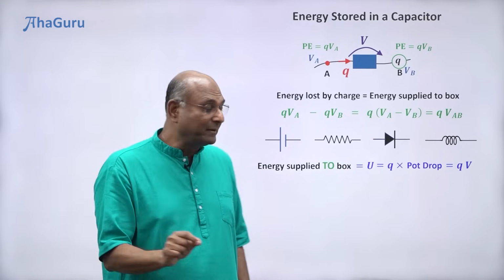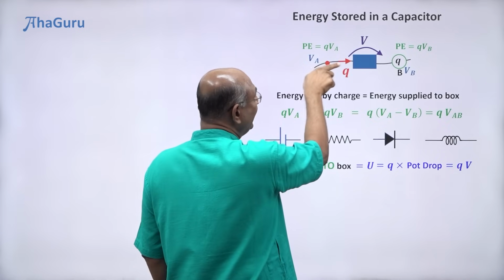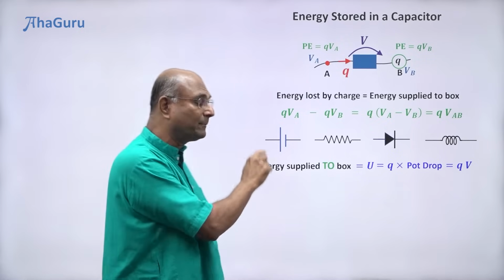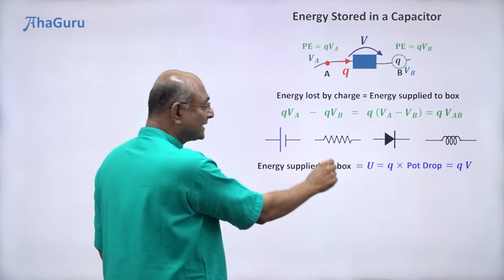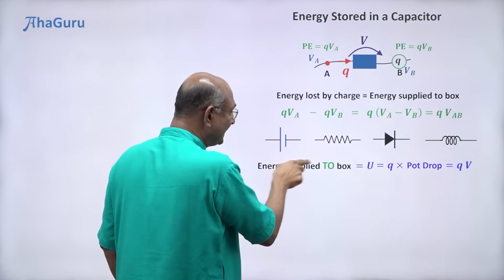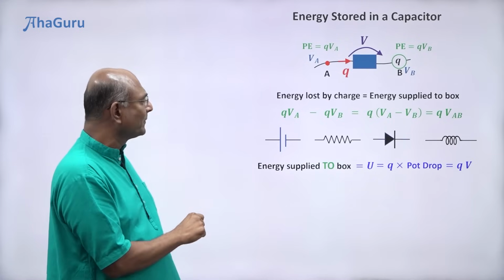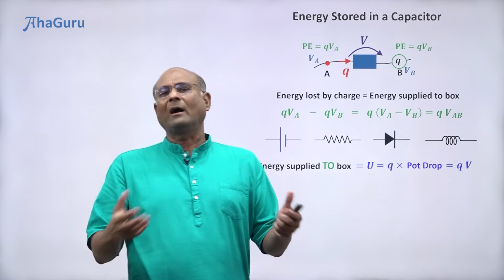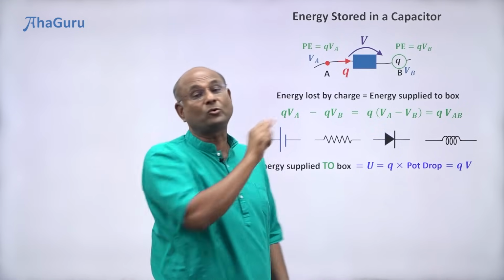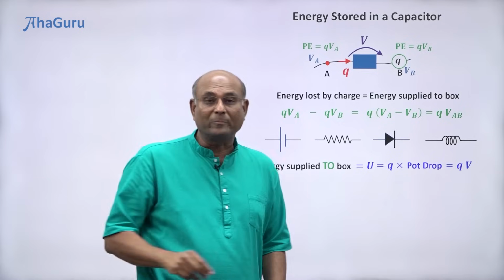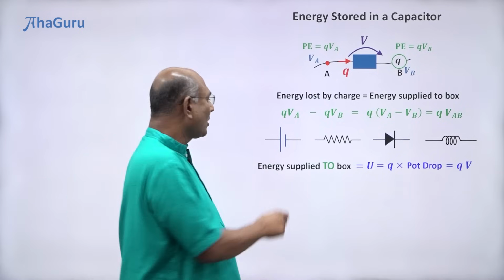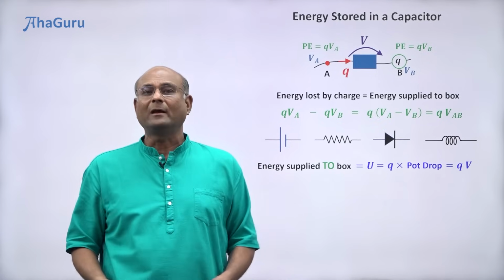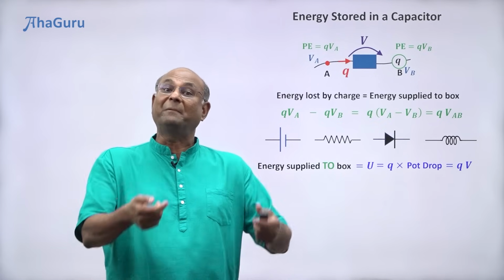Please remember the potential drop is from the entry point to the exit point. So that is the direction in which you must take the potential drop. And charge times potential drop is the energy supplied to the box. Now, when we talk about resistors or diodes, you can ask how much energy is being supplied to the resistor or to the diode. But when we talk about batteries, here also you can say how much energy is being supplied to the battery, but often we are interested in the energy supplied by the battery.